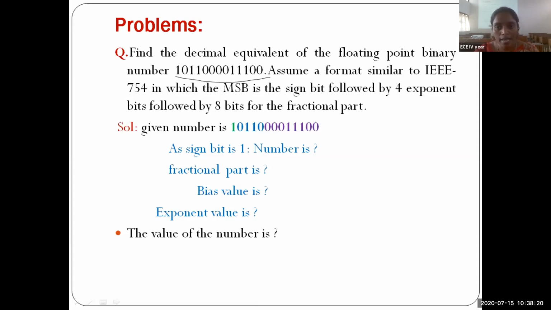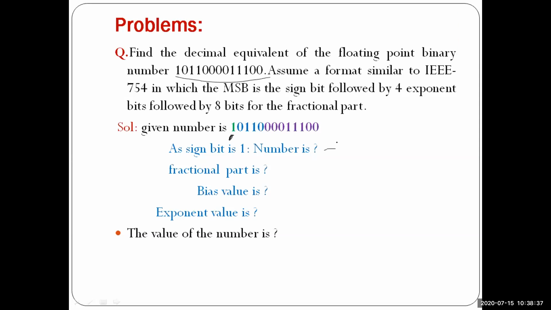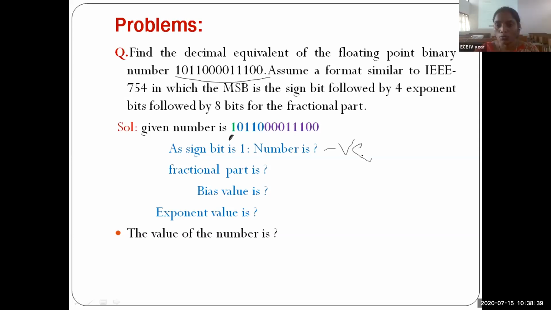Among 13 bits, they have mentioned 1 sign bit. So the remaining 12: 4 exponent bits and 8 bits for the fractional part. I have indicated them with different colors. See, the given number is this one. This green color indicates your sign bit. The sign bit is 1, which means what type of number it is? Negative. So the number is negative. Next, what about the fractional part?